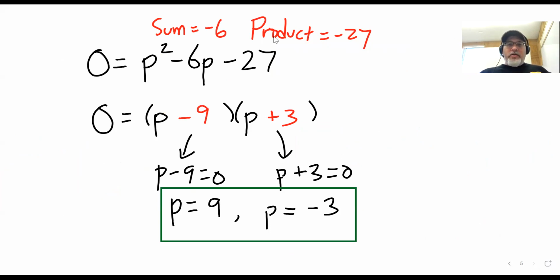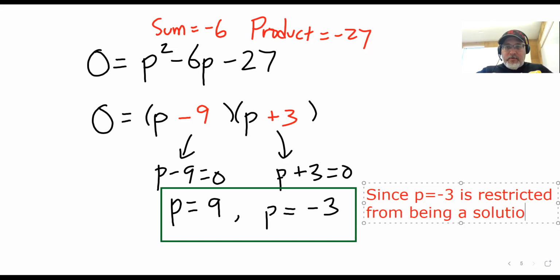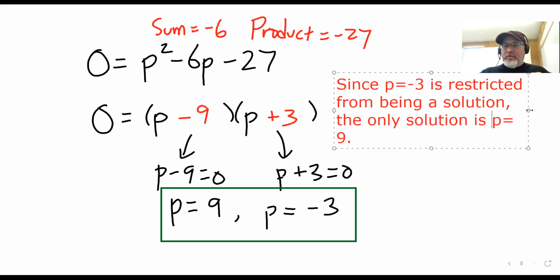So what do we do at this point? Well, we make the following comment. Since p equals -3 is restricted from being a solution, the only solution is p equals 9. And the online homework will know this. If you try to type in -3 and 9 for this problem, it would say that it's wrong.